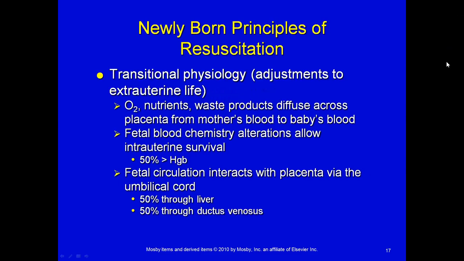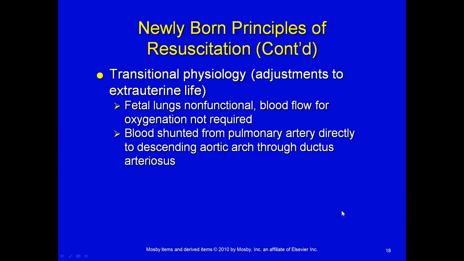The fetal circulation interacts with the placenta via the umbilical cord, and 50% of the blood flow filters right through the mother's liver, and then 50% of the blood flow goes through the developing baby's ductus venosus. That's a duct that eventually closes at birth. Fetal lungs are essentially non-functional, so blood flow for oxygenation through the lungs is not required intrauterine. The blood is shunted from the pulmonary artery directly to the descending aortic arch through a ductus known as the ductus arteriosus, and we'll talk about what that later becomes as well.